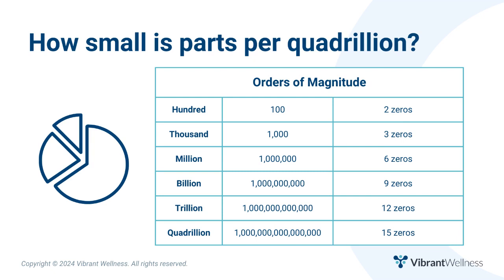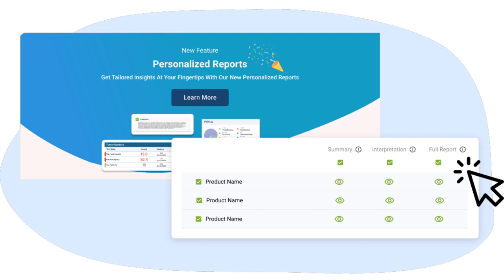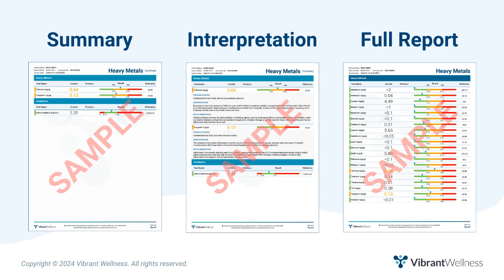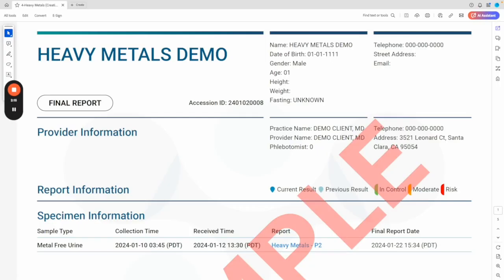Pretty powerful. Before we dive into the actual report, I want to remind you that you can now choose how much information to include in the report you download for yourself or the report you share with your patients. You have 3 options: summary, interpretation, and full report. I'll be going over the full report in this video as it is the most comprehensive. Let's start with a quick overview.